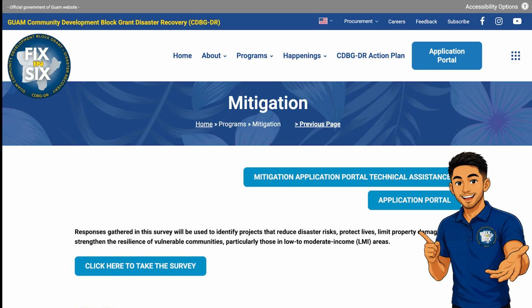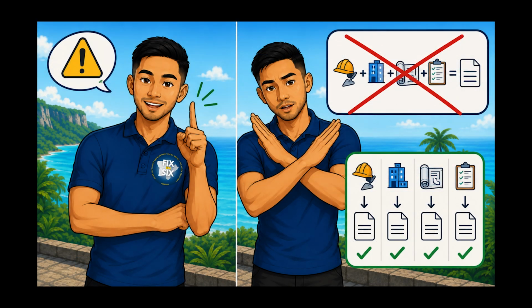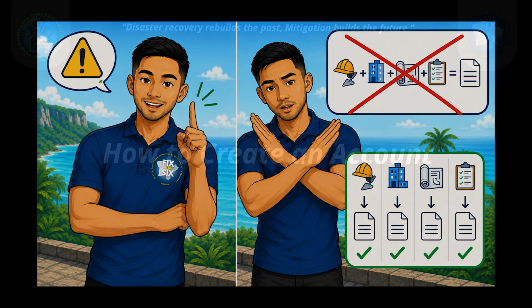In this session, we will walk you through how to use this online portal to submit your mitigation project for eligibility and determination. Before we begin, please remember that each project requires its own submission, so be sure not to combine multiple projects into one application.